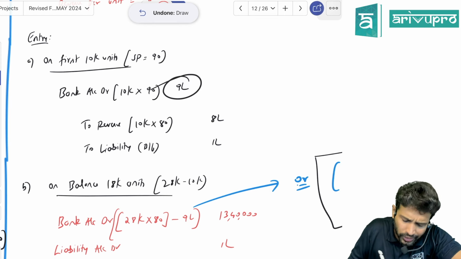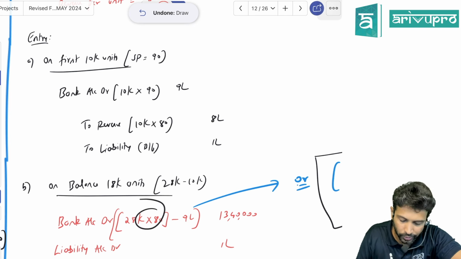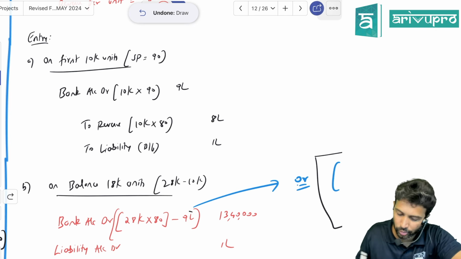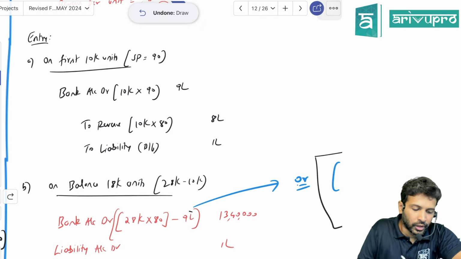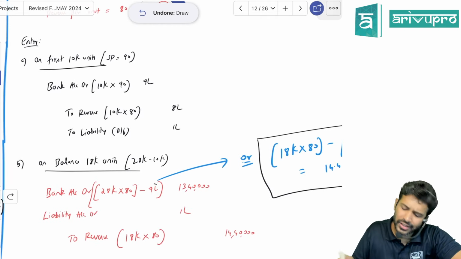In that, the first 10,000 he has already paid 9 lakh. So in this 22 lakh 40,000, 9 lakh is already paid. So minus 9 lakh, how much will be the balance figure? 13 lakh 40,000. Then the customer will pay. This is one way of showing. Or you can say it the other way also.